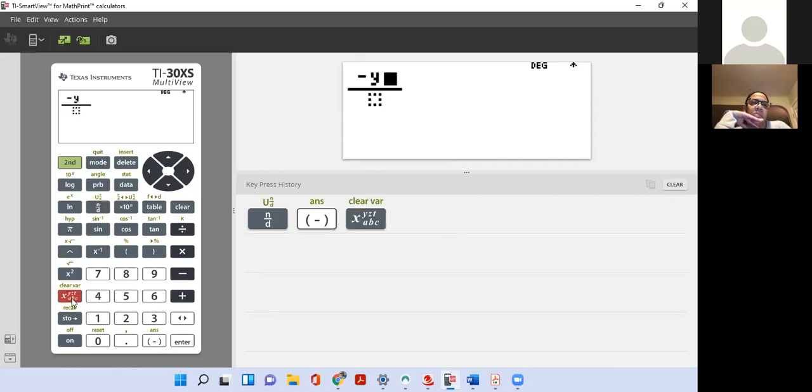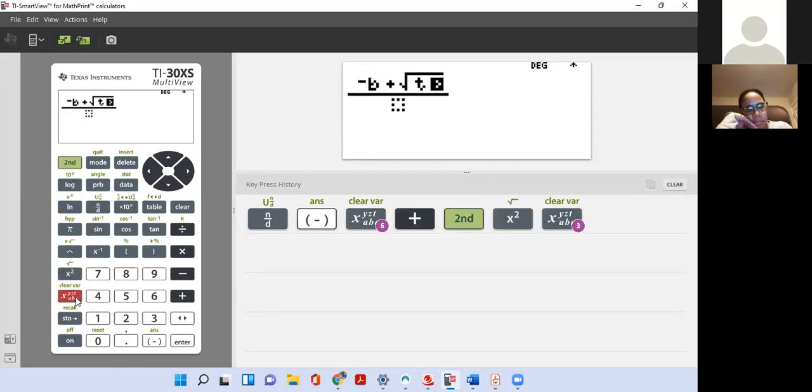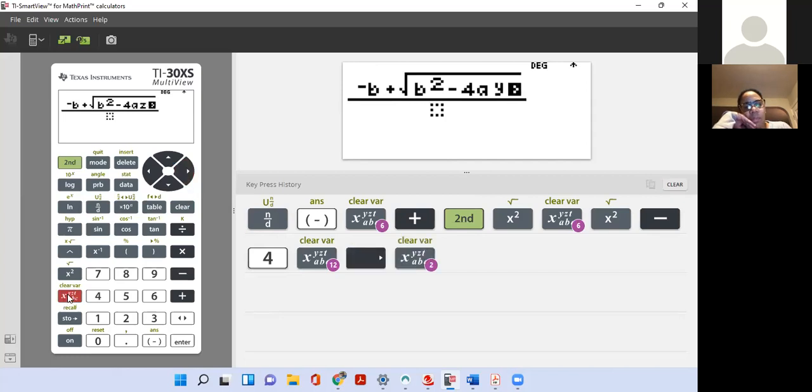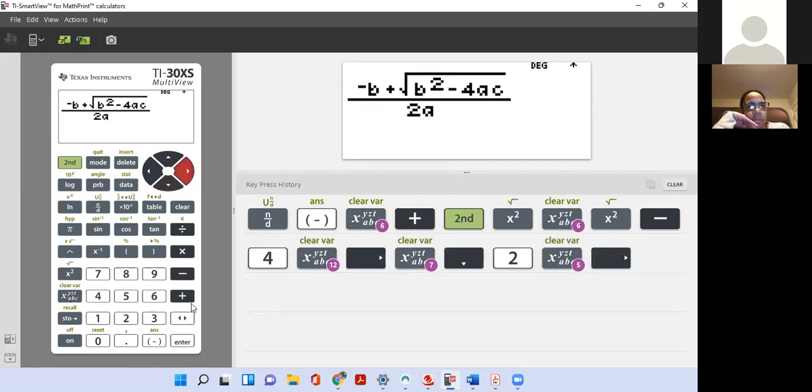Minus B plus the square root of B squared minus 4AC. I went past this, sorry about that. All over 2A. If you notice, that didn't take me long at all. And all I would do is, once I store A, B, and C, plug that quadratic formula using your calculator, and it gives you an answer.